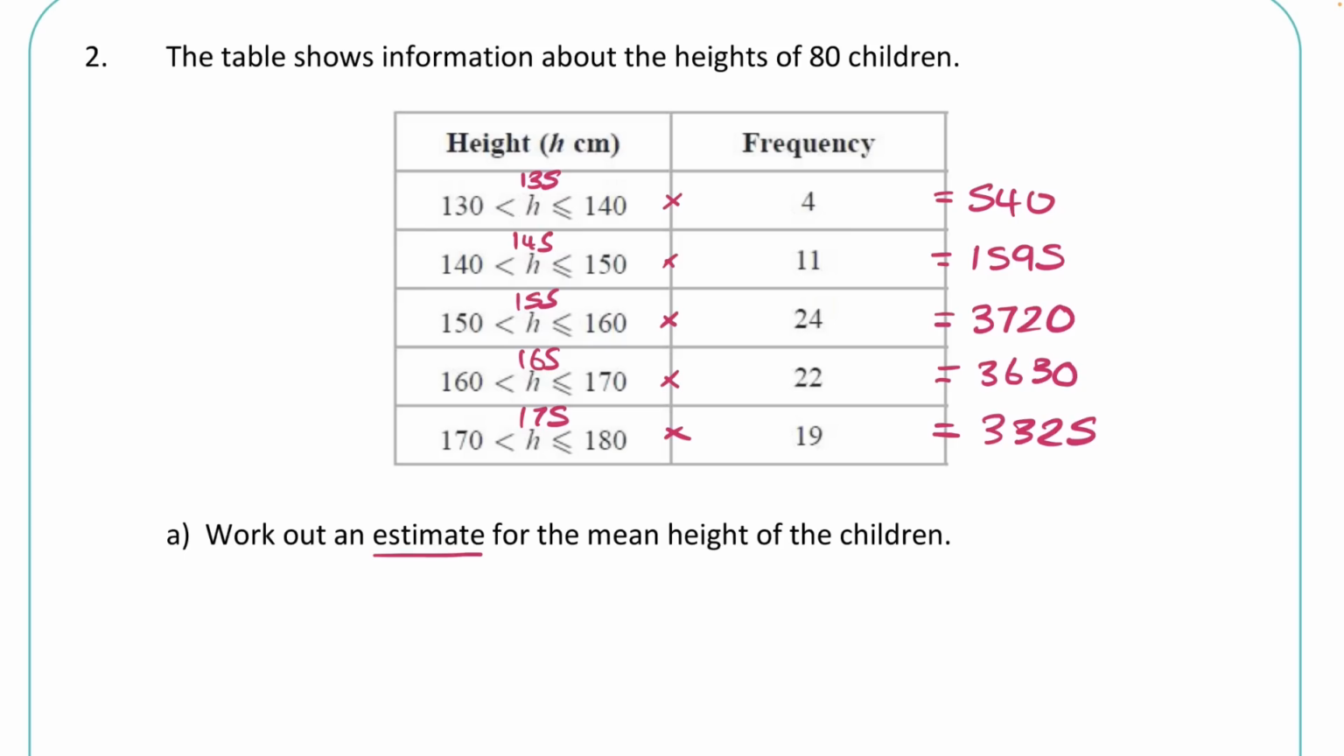And once we've added them all together, we'll write that down. The total there is 12,810. Now it tells us here that there are 80 children. If not, we'll get it from the bottom of this total frequency.